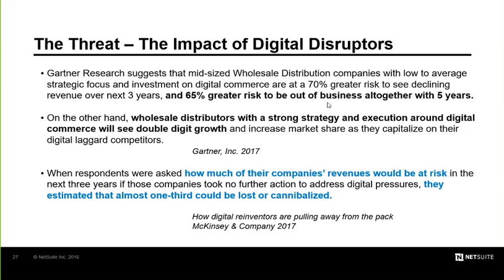And you look at it, respondents were asked how much of their company's revenues would be at risk in the next 3 years if those companies took no action to address their digital pressures. And many of those companies estimate that almost 1/3 could be lost or cannibalized, 1/3 of their business. Might even be bigger if you look at what Gartner is suggesting up above.